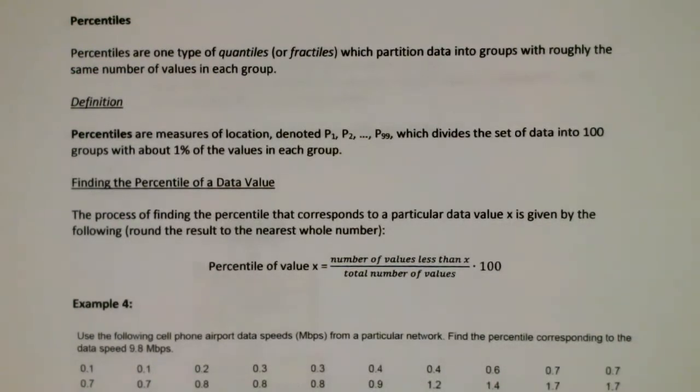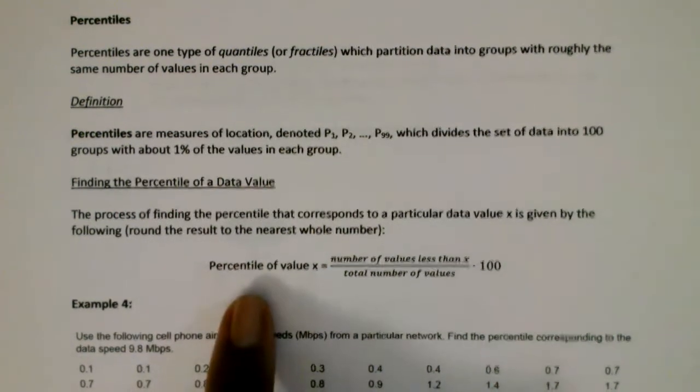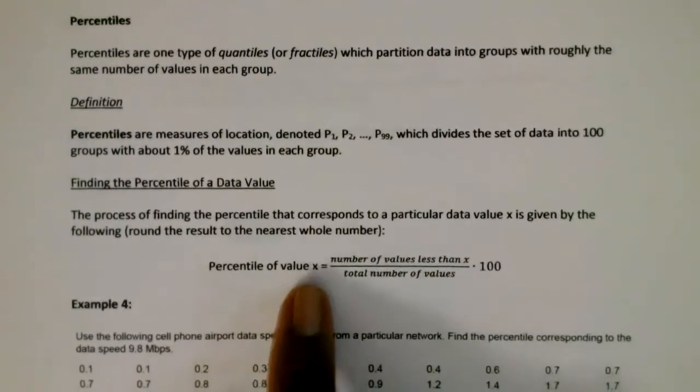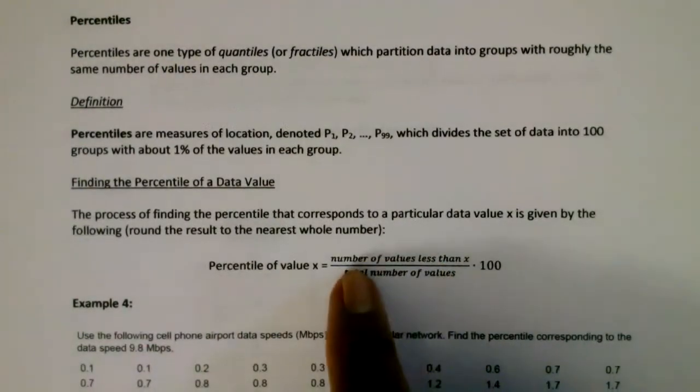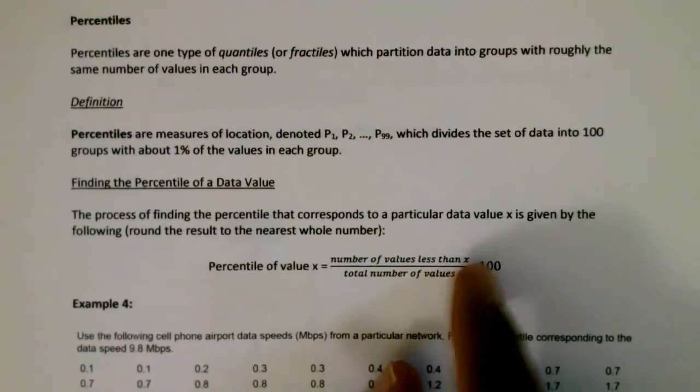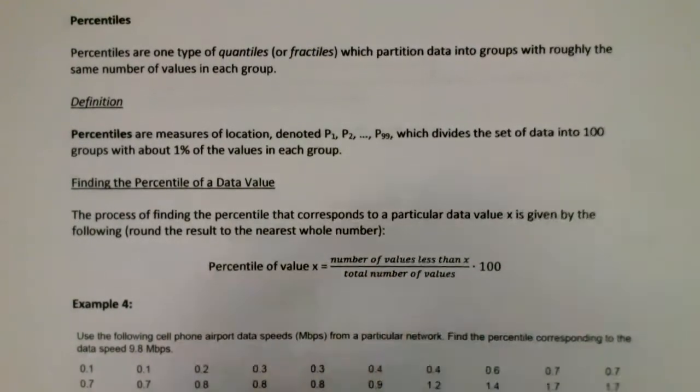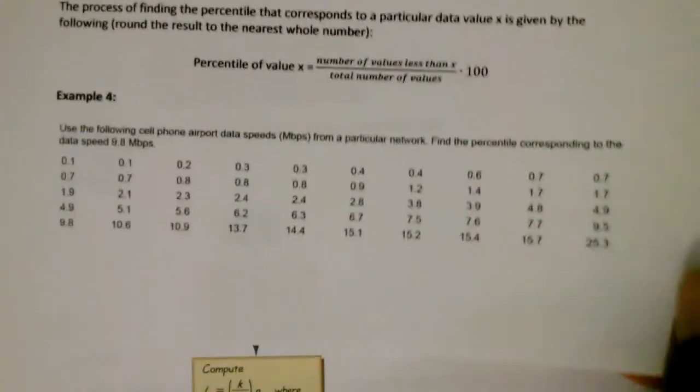And the process of finding the percentile that corresponds to a particular data value, X, is given by the following. This is how we find the percentile of a value called X. That's going to be the number of values that are less than that X value divided by the total number of values. And then we multiply by 100. Then if we get a decimal, we round to the nearest whole number. That doesn't necessarily mean you have to round up. It just says round to the nearest whole number.